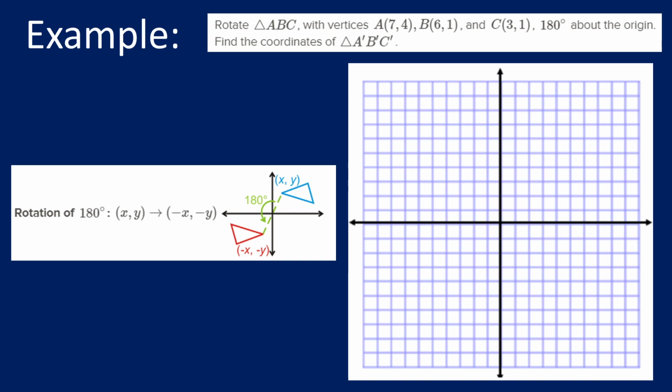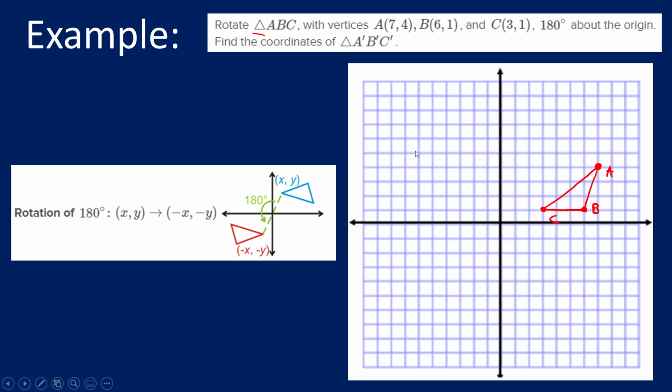So you might see a question like this. We give you a triangle with vertices. So let's start by graphing those vertices. 1, 2, 3, 4, 5, 6, 7. 1, 2, 3, 4. There's point A. Should always label your points. And then 6, 1. That's point B. And then 3, 1. And that's point C. And they're telling us that's a triangle. So let's go ahead and connect those.